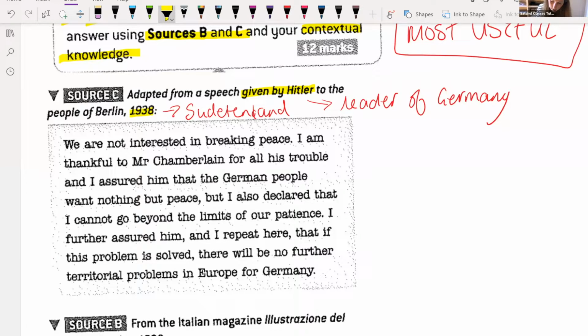So we are not interested in breaking peace. I am thankful to Mr. Chamberlain, who's the Prime Minister of Britain, for all his trouble, and I assured him that the German people want nothing but peace. But I also declared that I cannot go beyond the limits of our patience. I further assured him, and I repeat here, that if this problem is solved, there will be no further territorial problems in Europe for Germany.